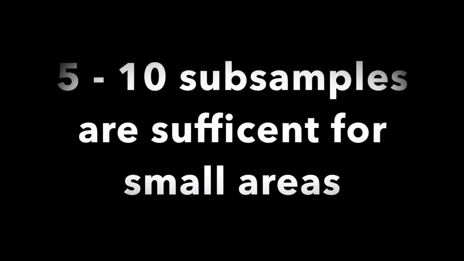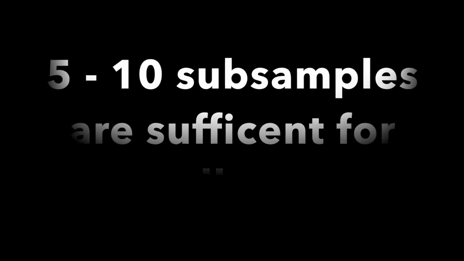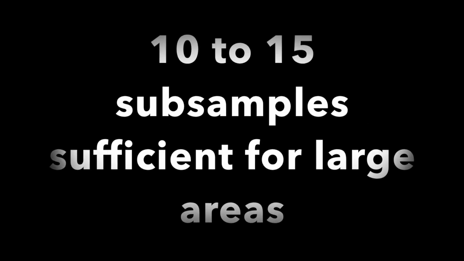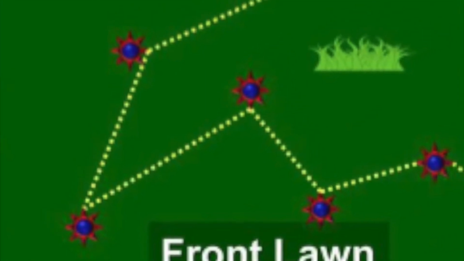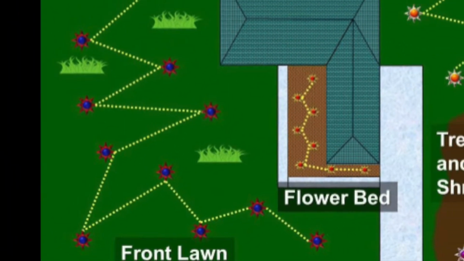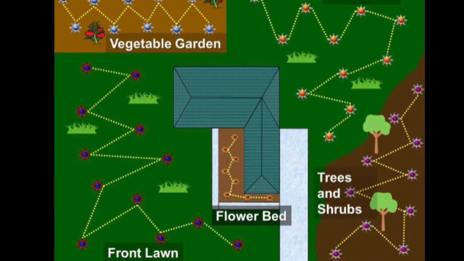5 to 10 subsamples are sufficient for small areas, and 10 to 15 subsamples are recommended for larger areas, including lawn. Samples should be taken in a random zigzag pattern over the entire area, and all samples should be taken at the same depth and volume.